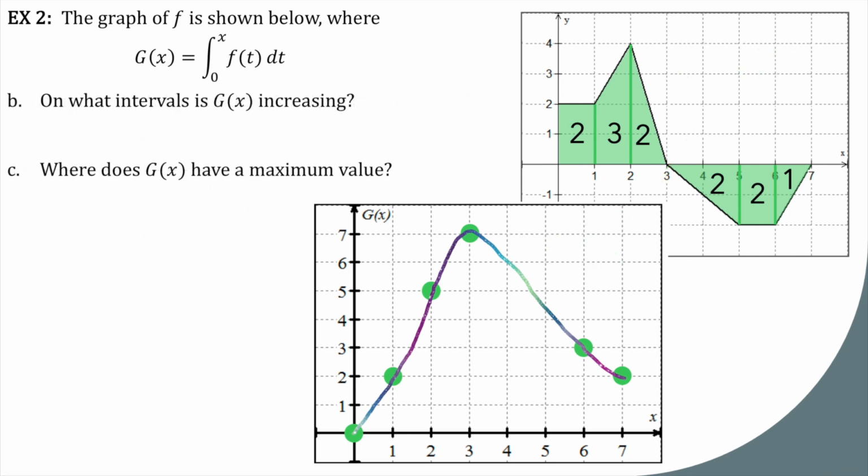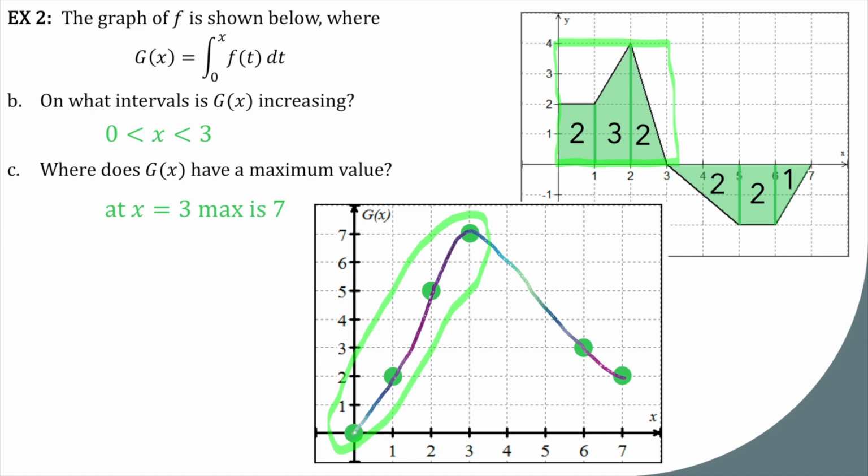On what intervals is g of x increasing? Now you can look at either graph. If you look at the derivative graph, g of x is increasing wherever the derivative graph is above 0. So that's between 0 and 3. If you look at the parent graph, that holds true. Look, it's increasing between 0 and 3. Where does g of x have a maximum value? At 3, the maximum is 7.